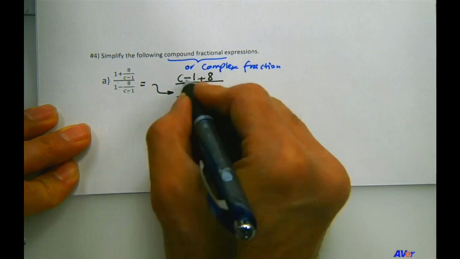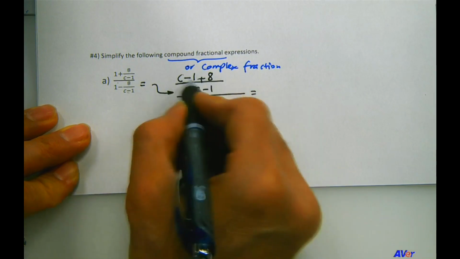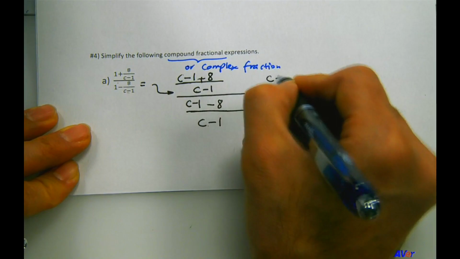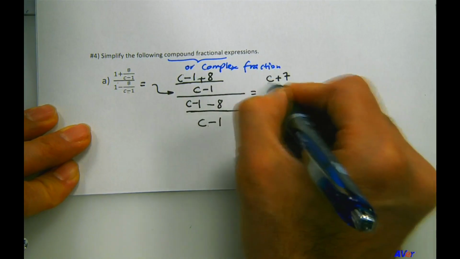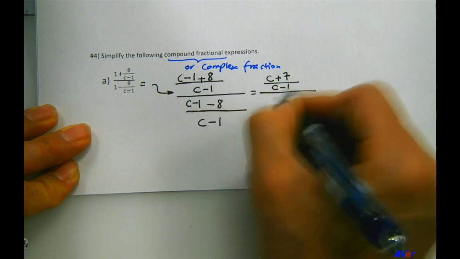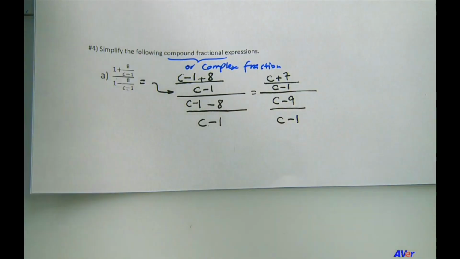So let's simplify. We get, this is c plus 7, right? When you add negative 1 and 8, you end up with c plus 7, positive 7, divided by c minus 1, divided by c minus 9, divided by c minus 1.